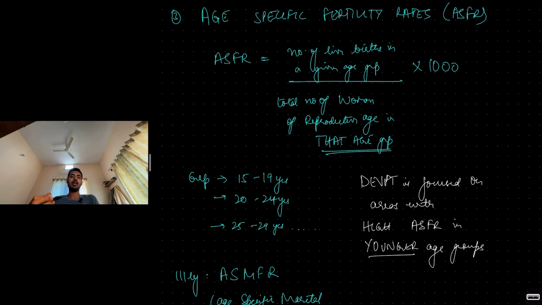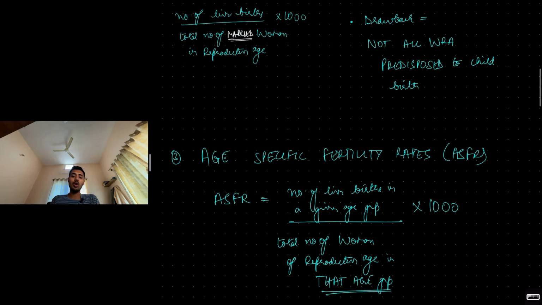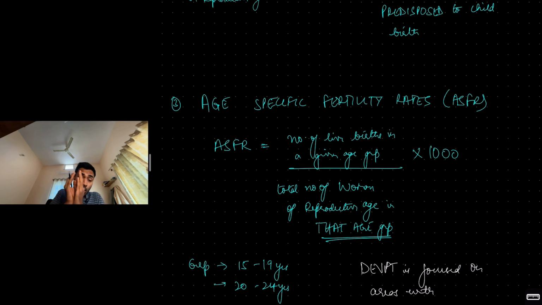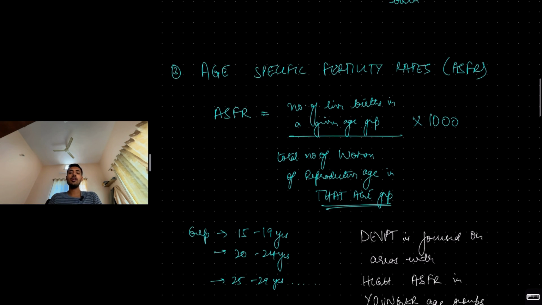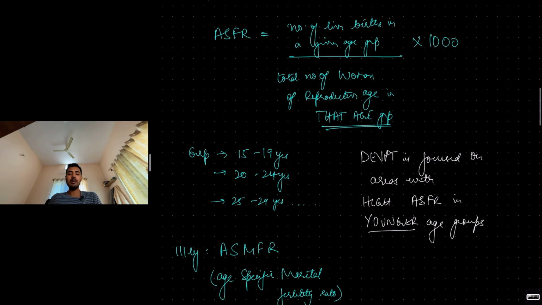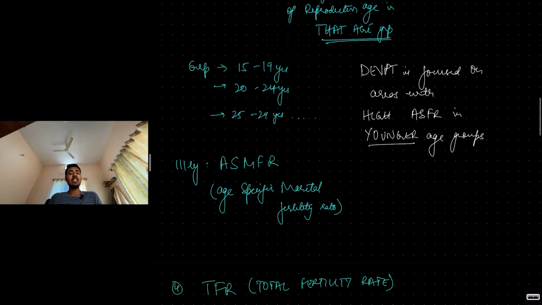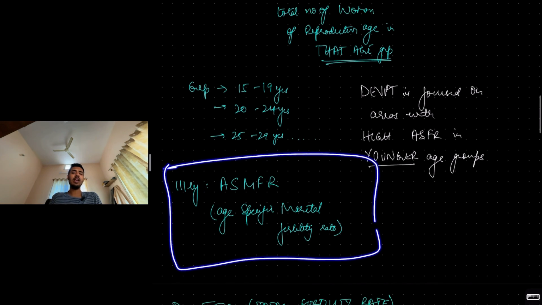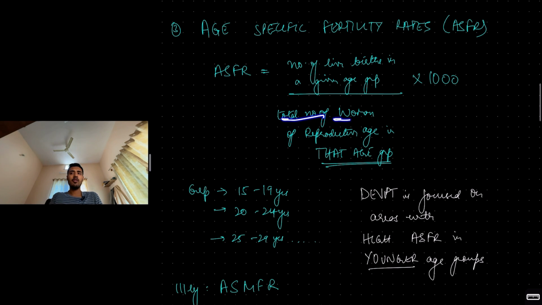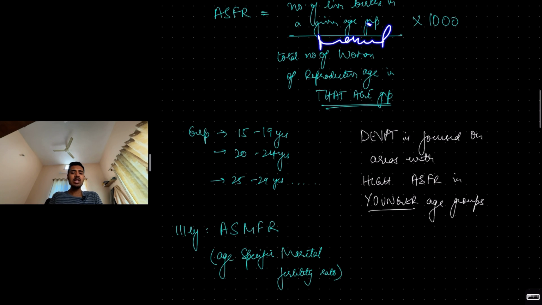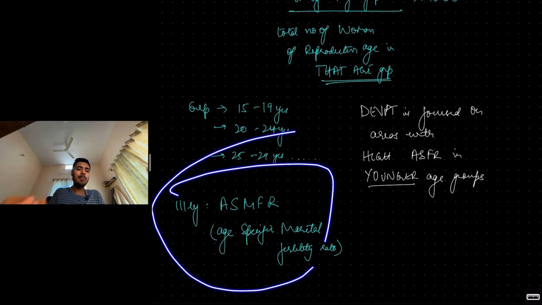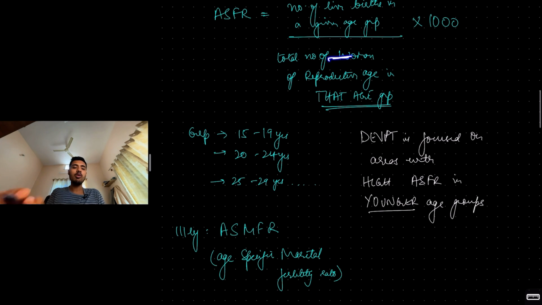So it's taking into account certain groups of age which are at a higher risk of childbirth. So here also you can have age specific marital fertility rate. That is, instead of total number of women, total number of married women. Same, this ASMFR, you can use it to add volume to your answer. Just make a longer answer. Just add this as a separate indicator and just put married women. ASMFR, age specific marital fertility rate.